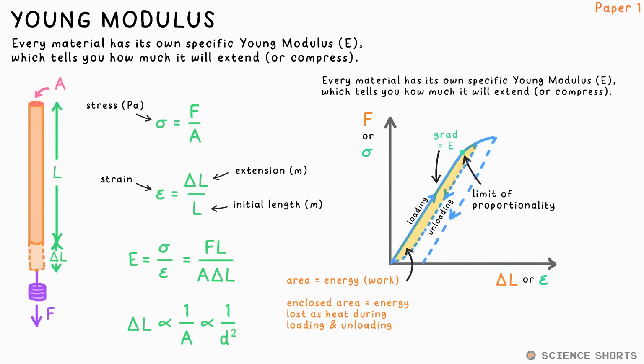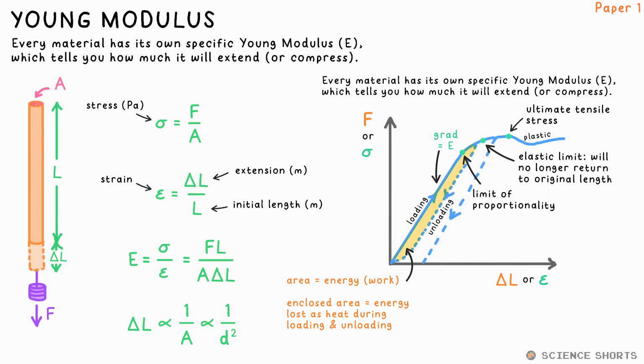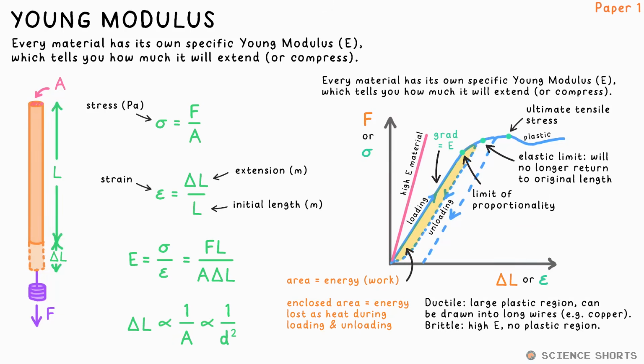Increase the force even more and it won't return to its original length. We've gone past the elastic limit. It's now undergoing plastic deformation instead of elastic. The highest point of the curve is called the ultimate tensile strength. The line can go down after this point as the wire or cable or whatever starts to neck. It carries on extending even if you remove some of the force. A ductile material like copper will have a large plastic region, whereas a brittle material generally has a high Young modulus and suddenly snaps.